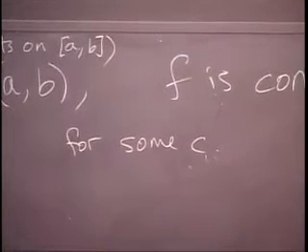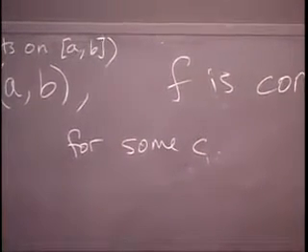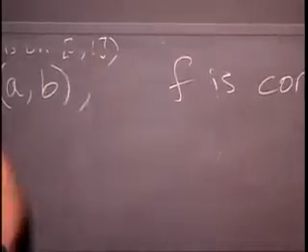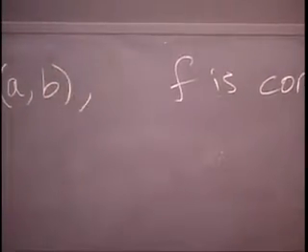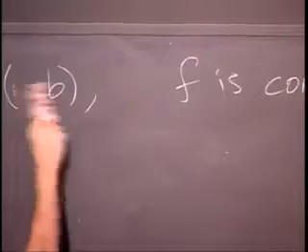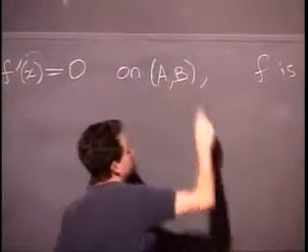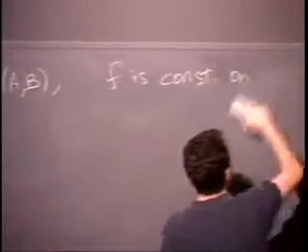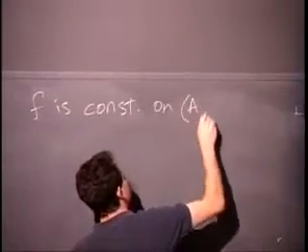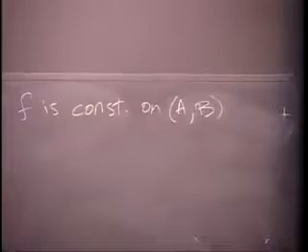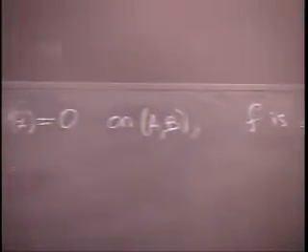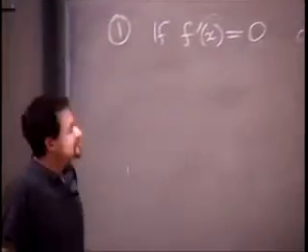Actually, I have to be a little more careful here. Sorry. You know what? I'm going to start again. I'm going to change this to capital letters. There we go. Sorry about this. I just want to make sure I say it right. Okay. If f prime of x equals 0 on capital A to capital B, then f is constant.